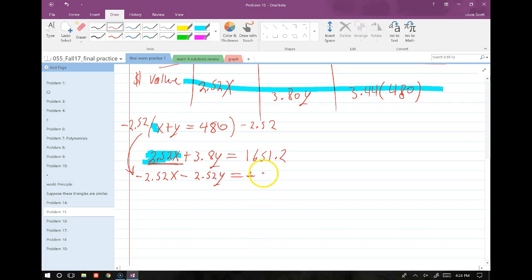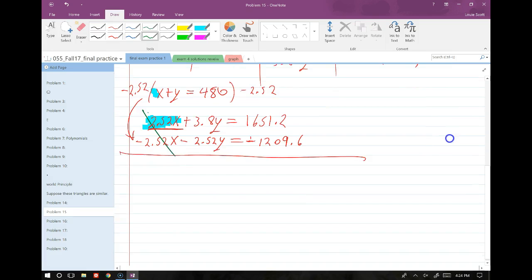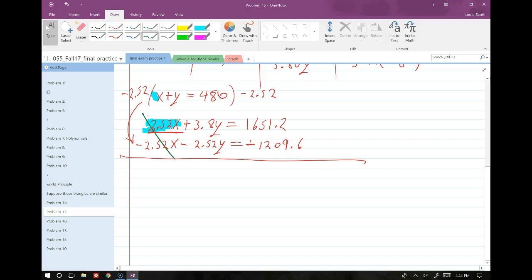Negative 2.52, negative 1209.6. All right, now I'm going to do my vertical addition. 2.52x minus 2.52x, that just goes away. When I subtract 2.52 from 3.8, I get 1.28y. And then when I subtract 1209.6 from 1651.2, I get 441.6. Pretty ugly numbers.